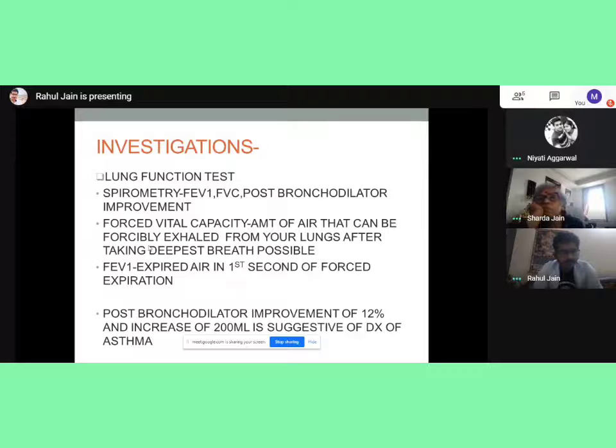That percentage of FVC in the first second is FEV1, and it will improve massively, by 12%, after post bronchodilator. So basically the concept is that in asthma there is bronchoconstriction. Whenever I'm trying to exhale something through a narrow tube, it will be harder. But if it becomes bronchodilated, it will be easier. So the amount will increase. It is as simple as that.